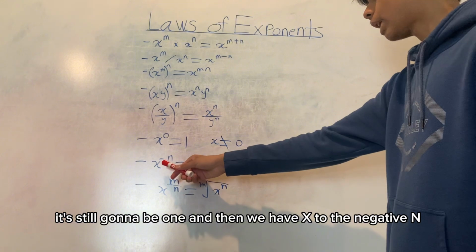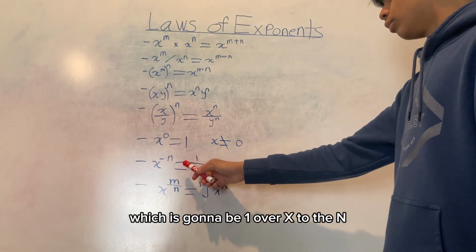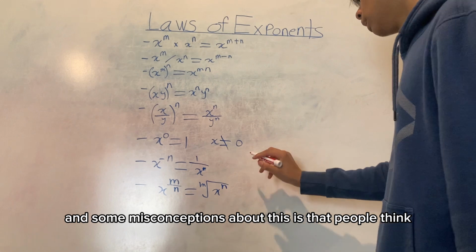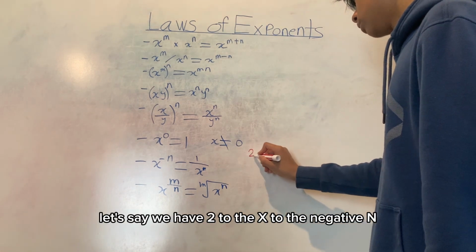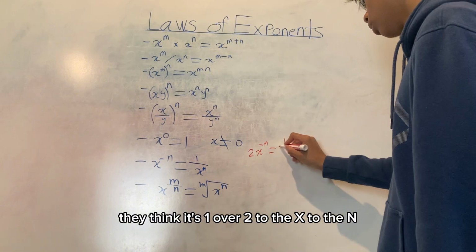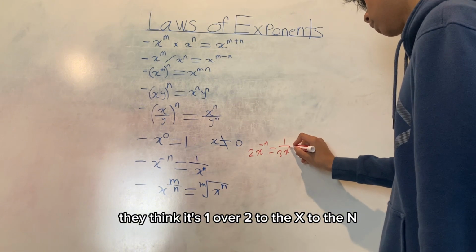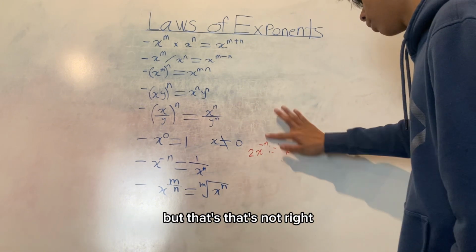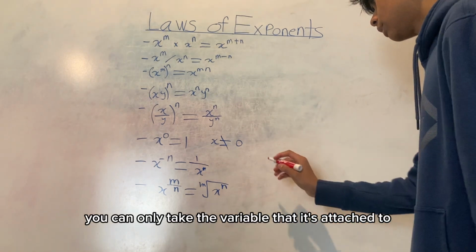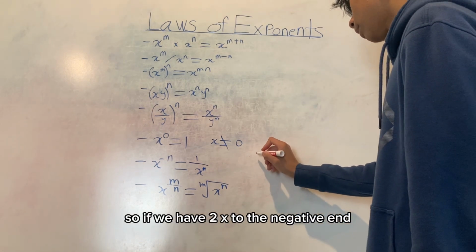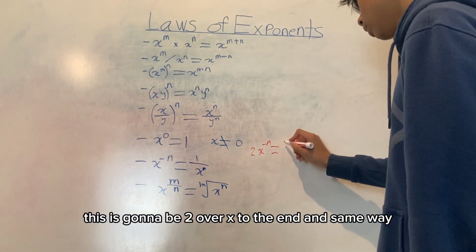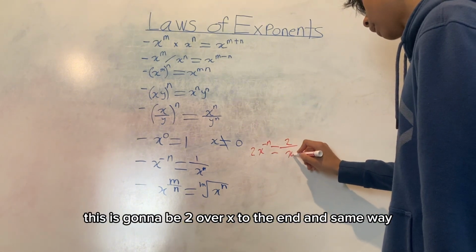And then we have x to the negative n, which is going to be 1 over x to the n. Some misconceptions about this is that people think, let's say we have 2 to the x to the negative n, they think it's 1 over 2 to the x to the n, but that's not right. You can only take the variable that it's attached to. So if we have 2x to the negative n, this is going to be 2 over x to the n.